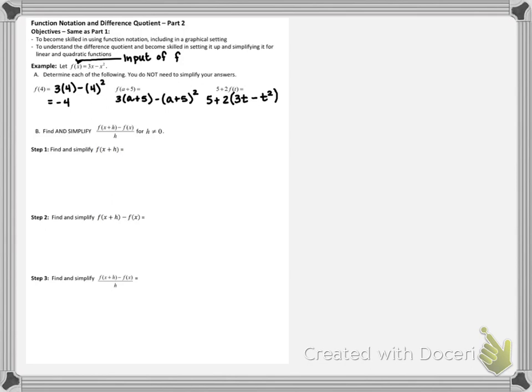So we just want to work on the algebra of evaluating it and simplifying it, so you have that part down, and then when you get to calculus, you can see it conceptually and how it leads to the derivative. We're going to start by finding and simplifying f of x plus h. Again, we're saying evaluate the function f for an input of x plus h. So I want to multiply my input by 3 and subtract my input squared.